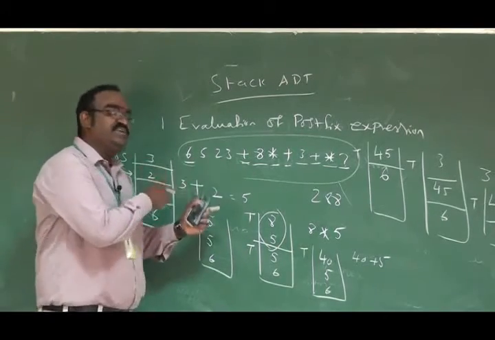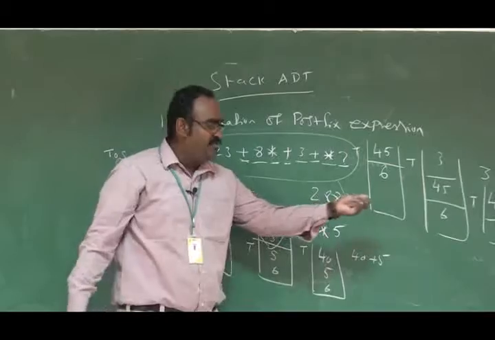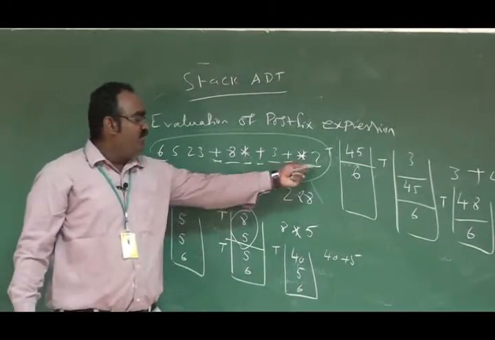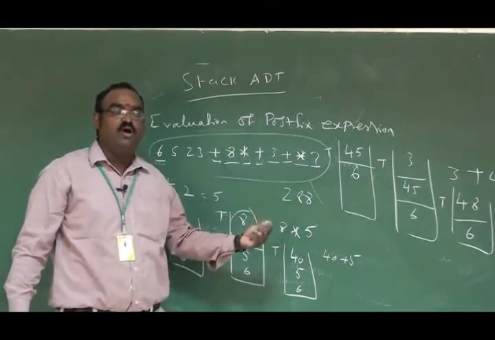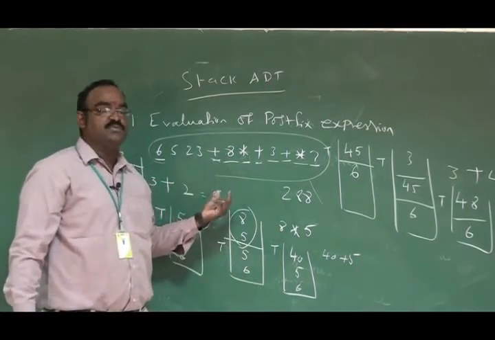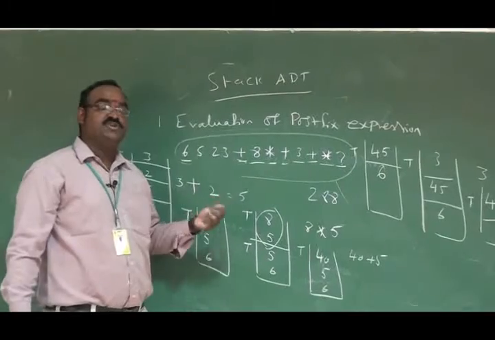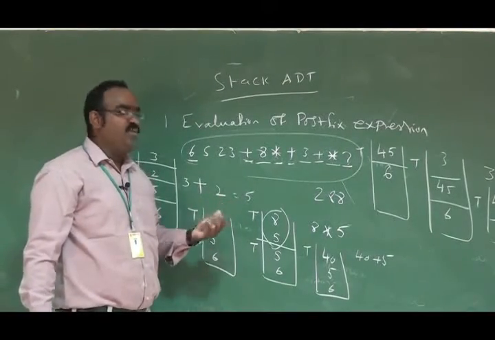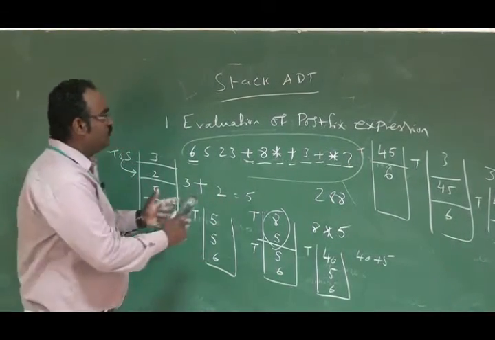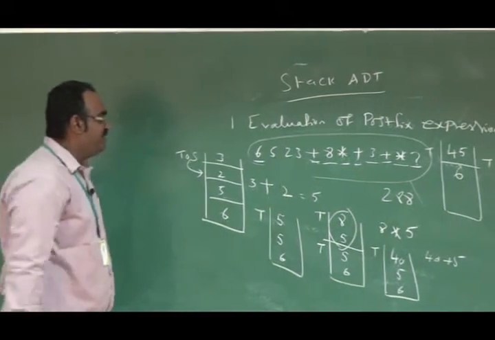If the given postfix expression is wrong, we will not get an absolute value like 288. If any operator comes without any operand, then this is a wrong postfix expression. Sometimes they can ask for an invalid postfix expression to be evaluated. We cannot evaluate an invalid postfix expression. So this is one of the applications of stack, evaluation of postfix expression.